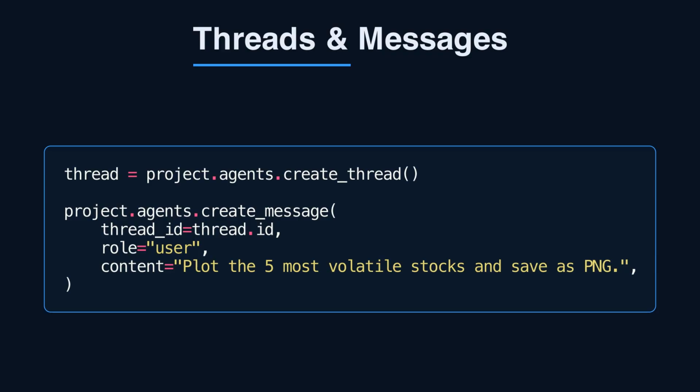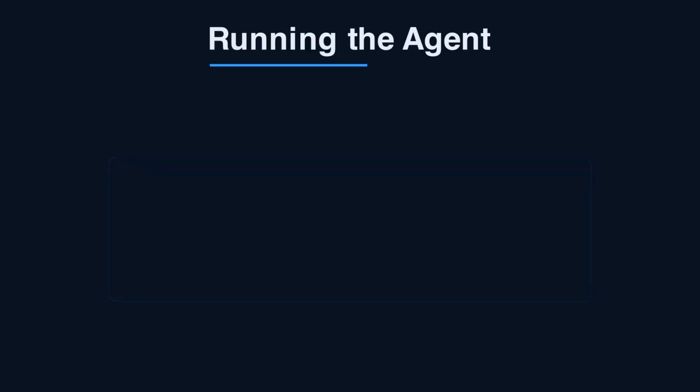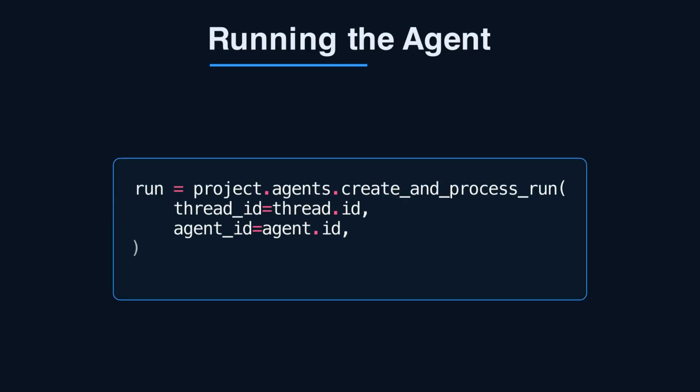Notice the agent and the thread are separate objects. You can reuse one agent across many threads, one per user or per session, which is exactly how you would build a real application. A message just sits in the thread until you start a run. A run is the agent actually working, reading the thread, deciding what to do, writing Python, executing it in the sandbox, looping if there is an error, and finally writing its reply back into the thread.